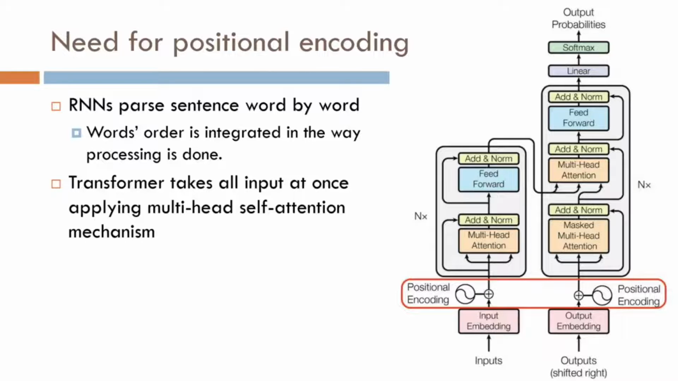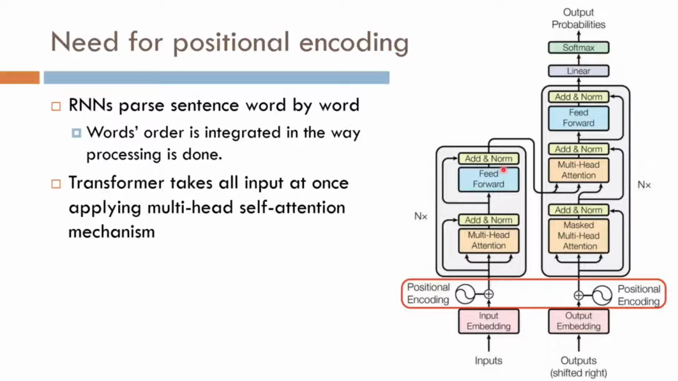However, the transformer takes all input at once for applying the multi-head attention mechanism. So the entire input is fed at once, and that's why there is no order. Because the entire input is fed at once, it's not able to make out the difference between the orders, that is, whether it is "I am a good boy" or "I am a boy good" and so on. So we need to specify the order of the words in the input that we are given.